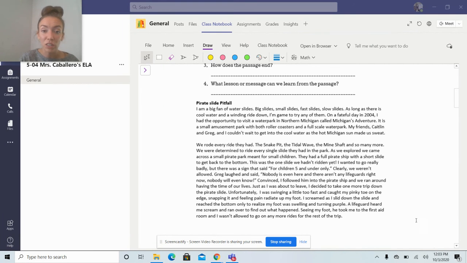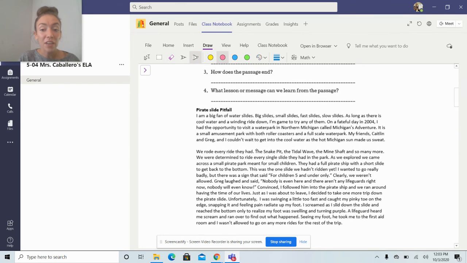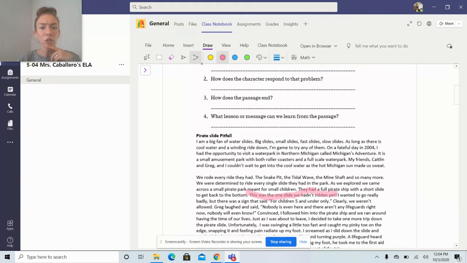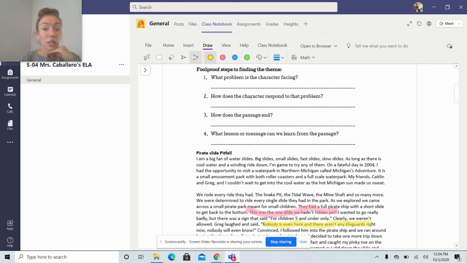Okay, so let's think to ourselves. What problem is the character facing? Well, I noticed the character wanted to go on all the rides, but there was one slide they hadn't ridden yet. Okay, so how does the character respond to their problem? Well, they said there's nobody even here to see us. We can go, even though they weren't what? They weren't allowed. Now we have to ask ourselves, how does the passage end?